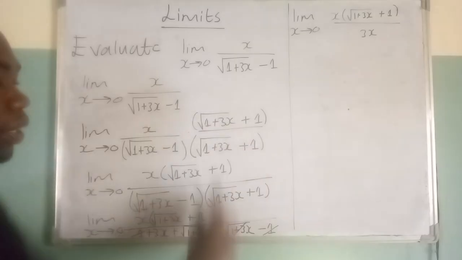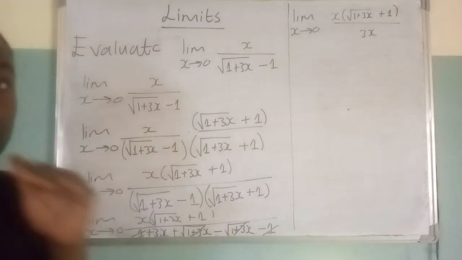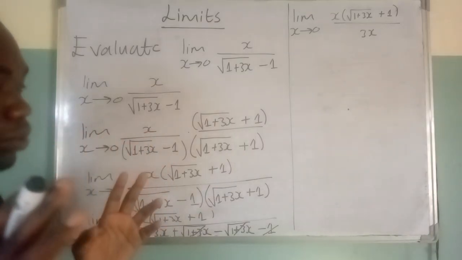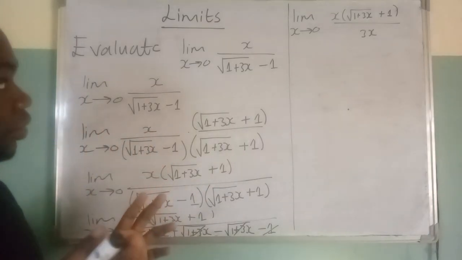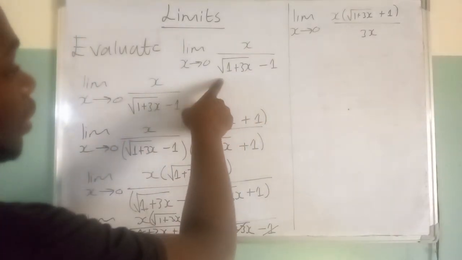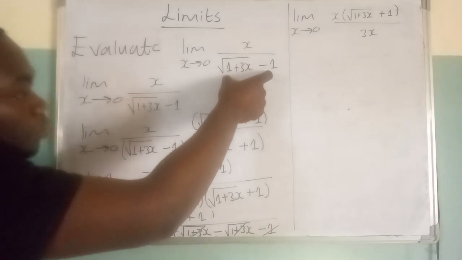in today's video we're going to look at how to evaluate limits having the square root. When you have a question under limits having the square root, you are supposed to rationalize the part which is having the square root. So in this question we have the denominator with the square root, so we're going to rationalize the denominator.